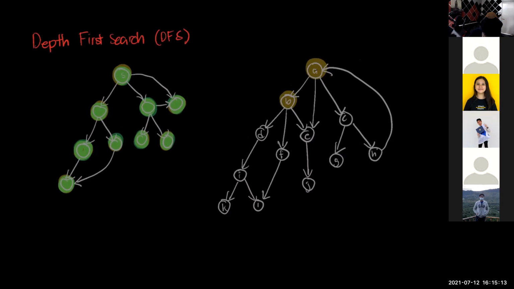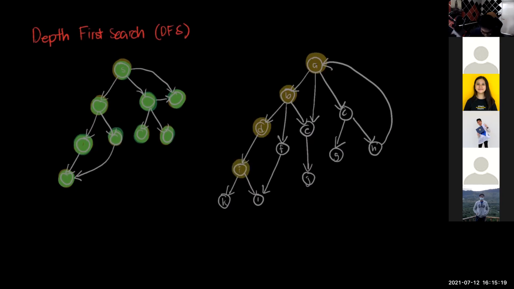Let's expand D. It has children F and E, but I'm expanding D here. D has a child I. I has children K and L. Let's expand K. K does not have any children, so let's mark this as visited and closed. So we go back up into I. I still has a child. Let's mark it visited here.